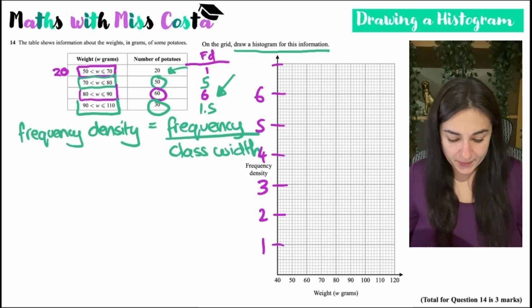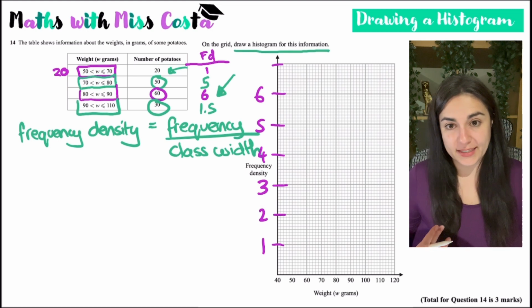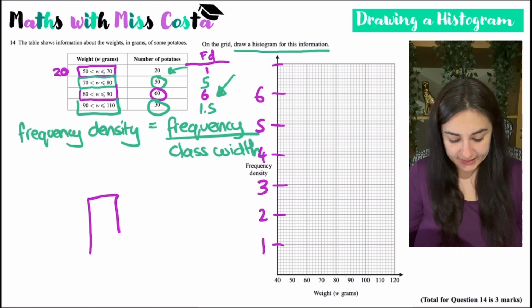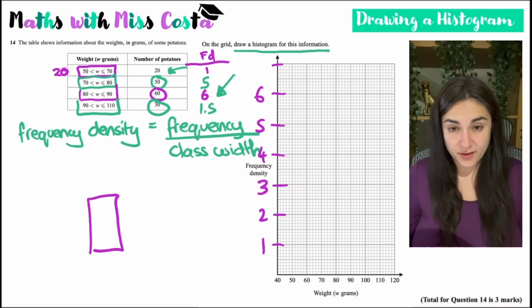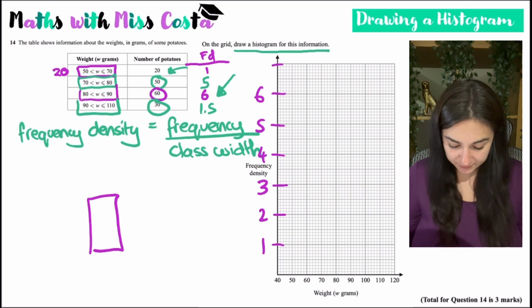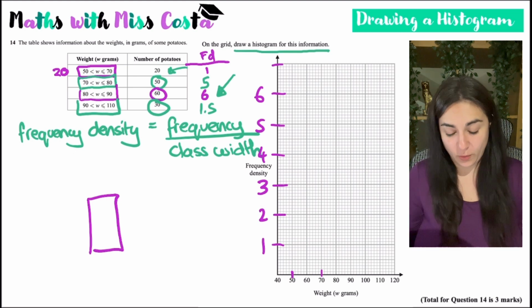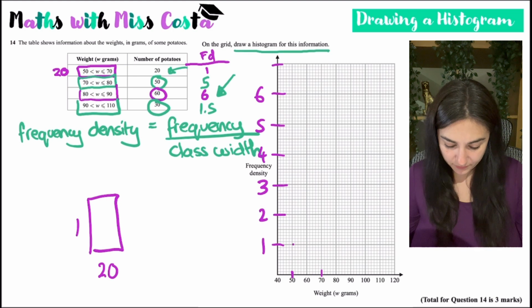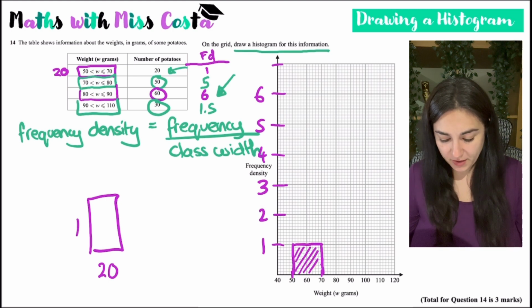Okay. Now when we're drawing our frequency diagram, our histogram, what we do is the width of the bars is going to be the class width. So it starts at 50 and it ends at 70. So you know your bar is going to be that width, and it goes up to the height of our frequency density. So our first bar is going to have a class width of 20 and a frequency density of 1. So I'm going to draw it like that. Okay, that's your first bar.